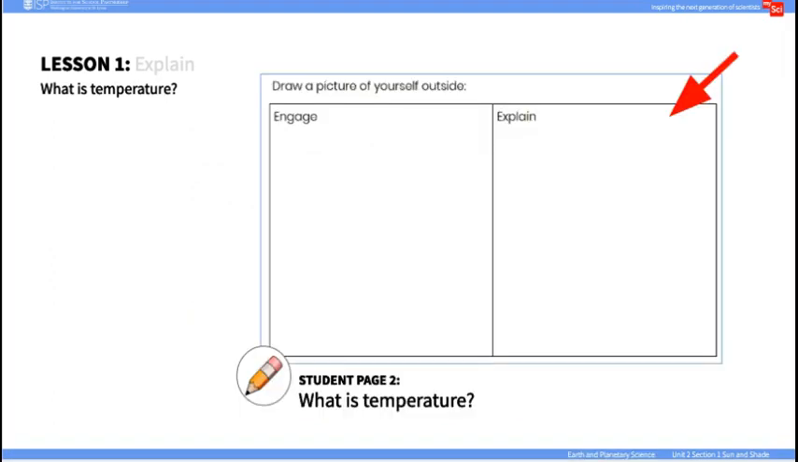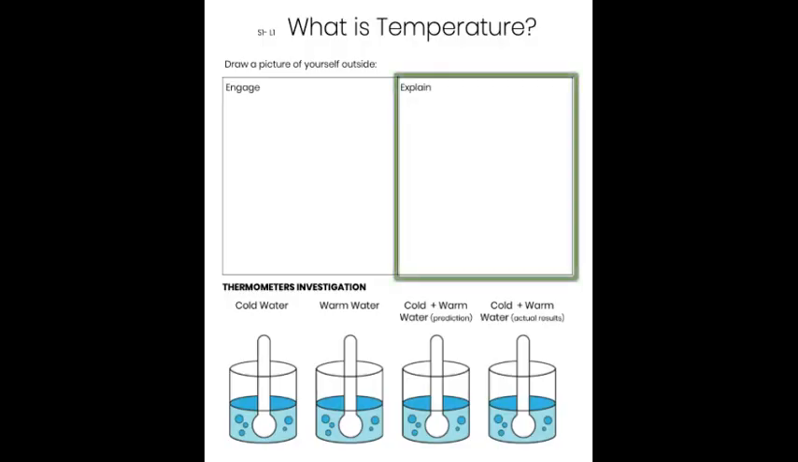Students will revisit their original drawing of themselves outside from the Engage portion of the lesson. Half the class will draw themselves in an area where they feel warm. The other half will draw themselves in an area where they would feel cool. They will share their drawings explaining why the temperatures would be different.